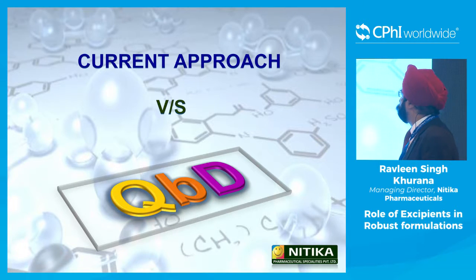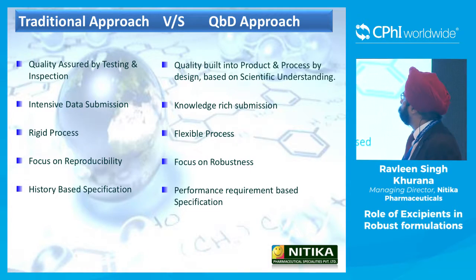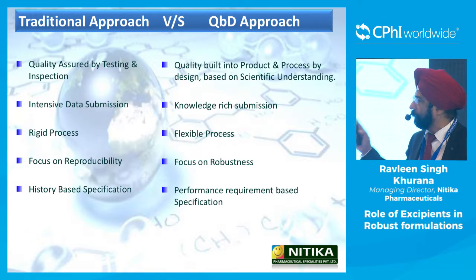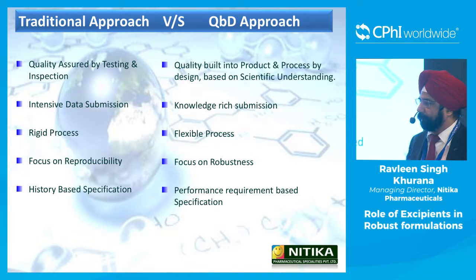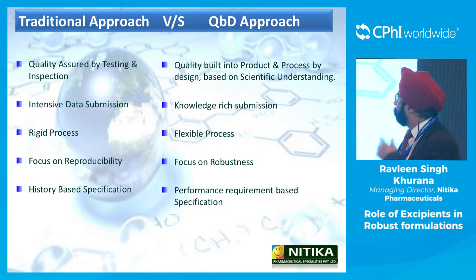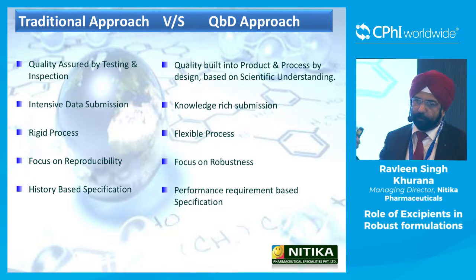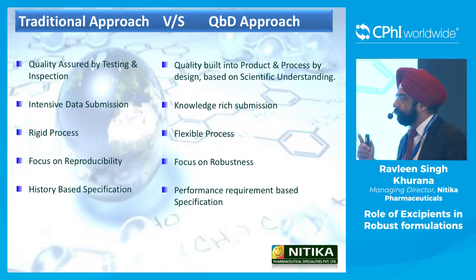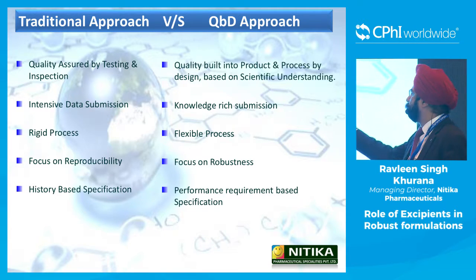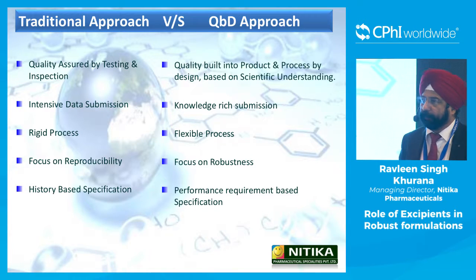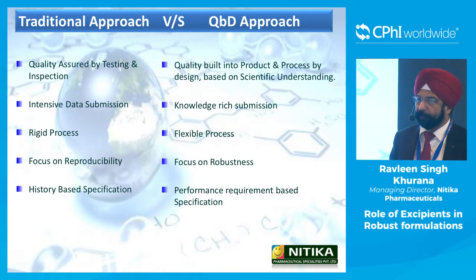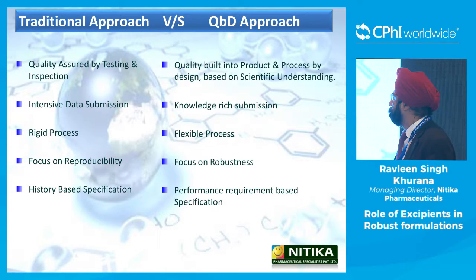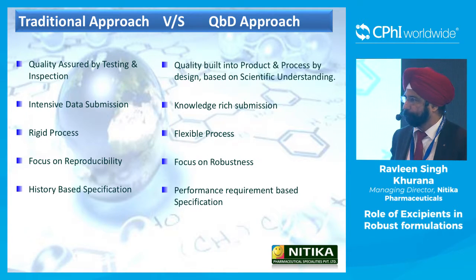So, the current approach versus the QBD approach. If you go by the current approach, the quality is assured by testing and inspection. Against that, in QBD, it's built into the design based on scientific understanding. There, it's based on data submission, whereas QBD is based on knowledge-rich submission. You don't have to generate a lot of data. The conventional process is rigid, whereas QBD is flexible. Focus is on reproducibility. Against that, in QBD, the focus is on robustness. That's why if you want to develop robust formulations, we have to go by this QBD approach. And there we have history-based specifications. Against that, we have performance-based specifications.